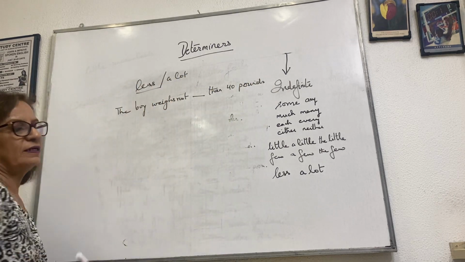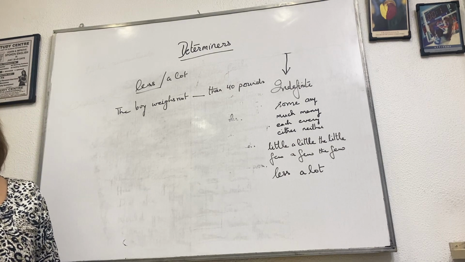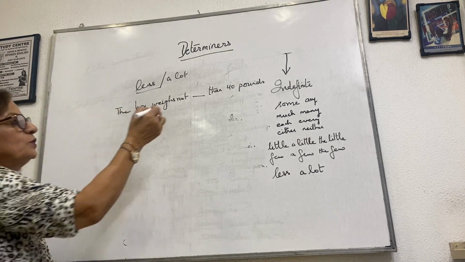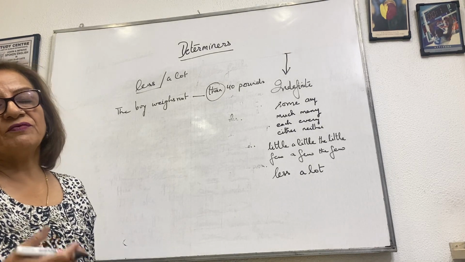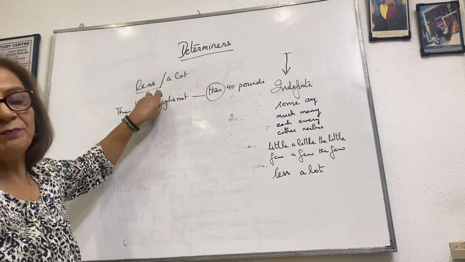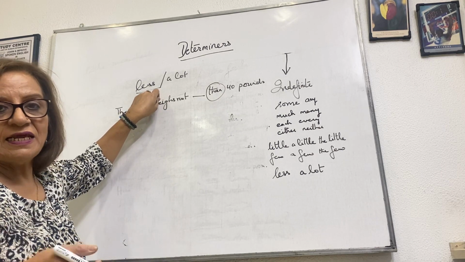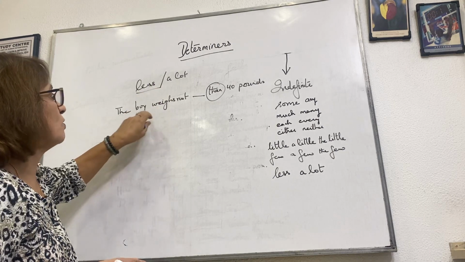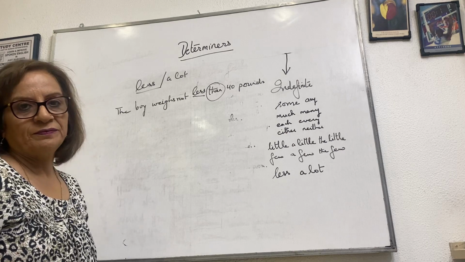This less is a comparative degree. Little, less, least. With less we always use than because it's comparing. Whenever we use a comparative we use than, and less is the comparative degree of the adjective. What are the three forms? Little, less and least. So the boy weighs not less than 40 pounds.